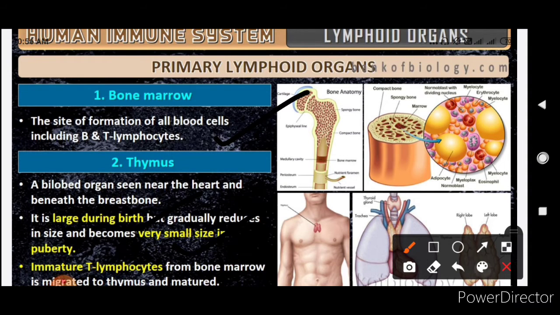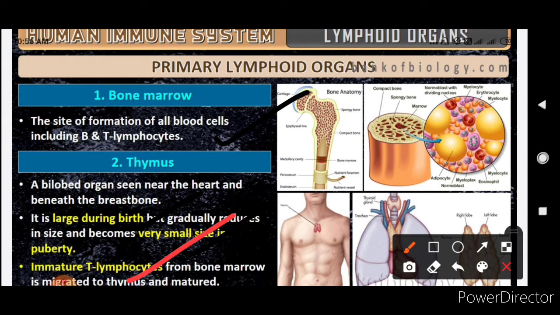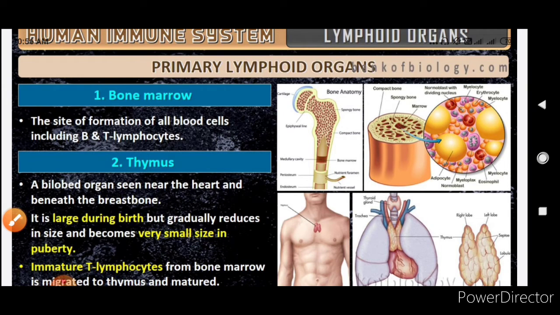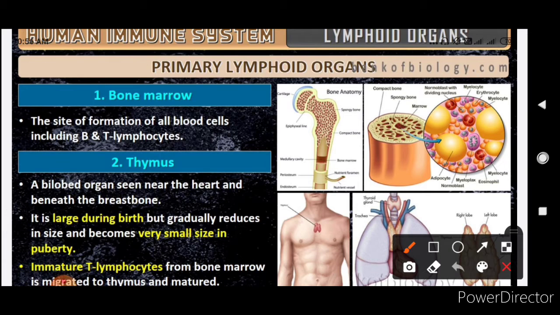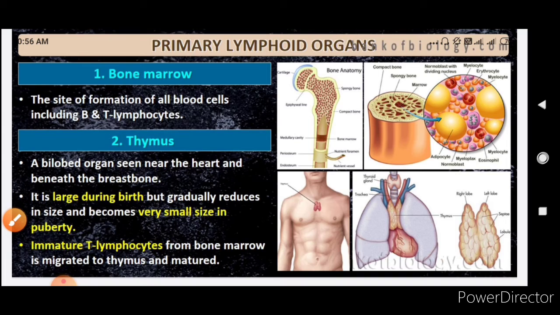Immature T lymphocytes from the bone marrow migrate to the thymus and mature. In the diagram we can see the bone anatomy, and you can see the formation of blood cells here. And this is the thymus gland, which is large during birth but gradually reduces in size till puberty.